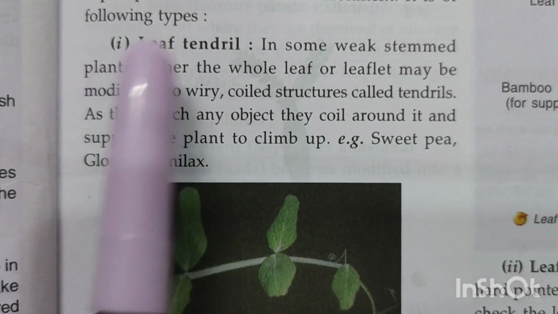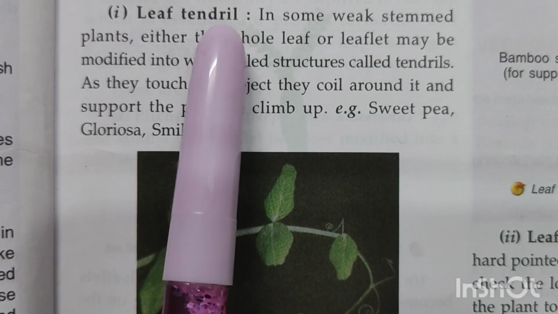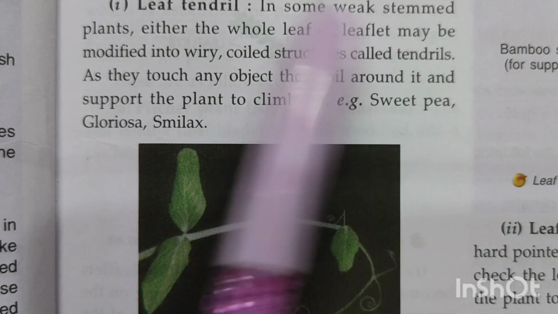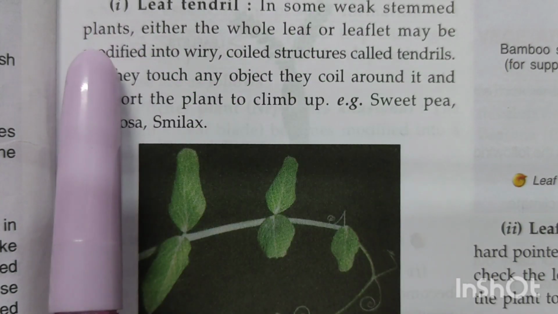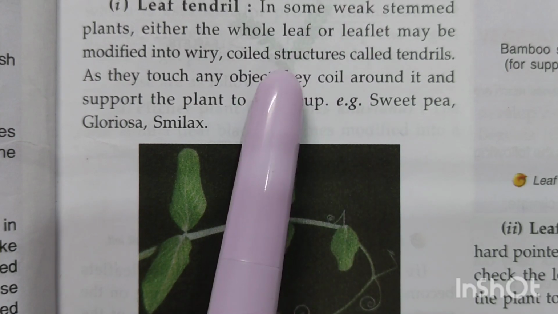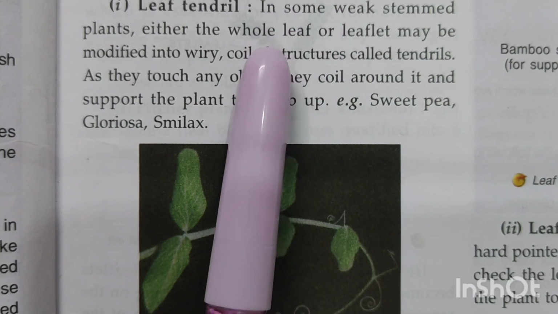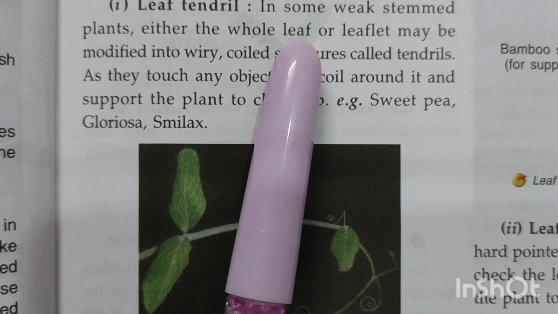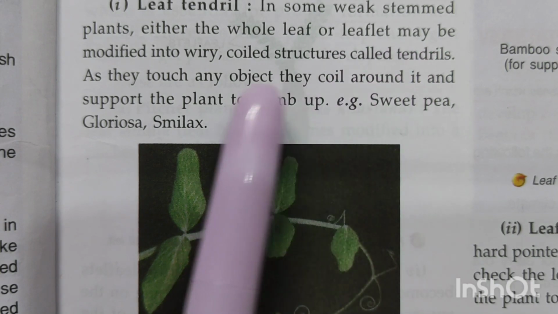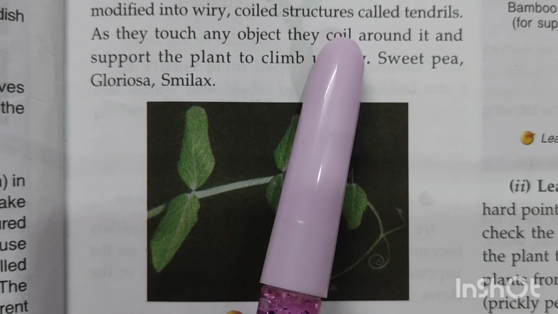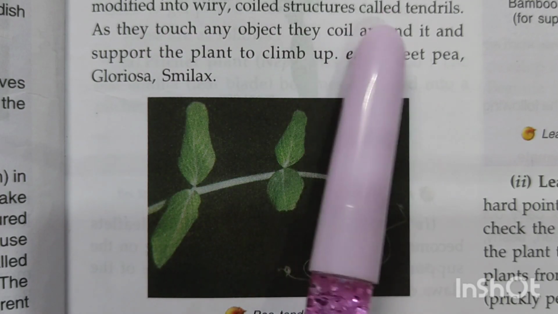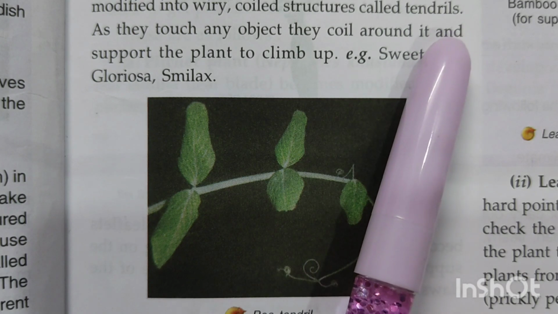So, let's see the first leaf modification, which is known as a leaf tendril. Now, tendril, children, in some weak stemmed plants, in some plants that have a weak stem, the whole structure of the plant is not able to stand straight. Then under such conditions, the leaf or maybe a part of a leaf like a leaflet gets changed into wiry coiled structures. They become a form of a coil.